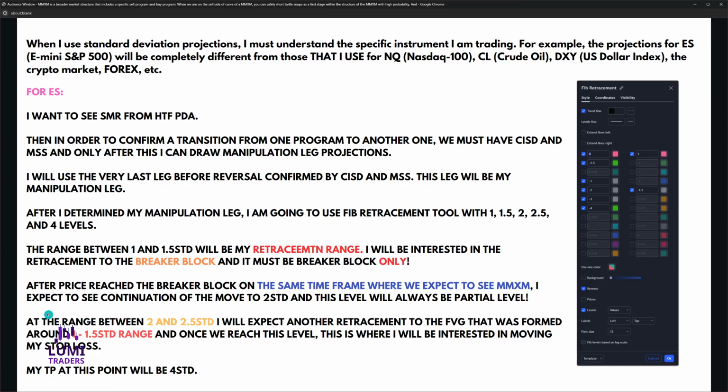At the range between 2 and 2.5 standard deviation, I will expect to see another retracement to the fair value gap that was formed around 1 and 1.5 standard deviation. And once we reach this level, this is where I would like to move my stop loss. I'm going to show you a real example soon, and my target is going to be 4 standard deviation.